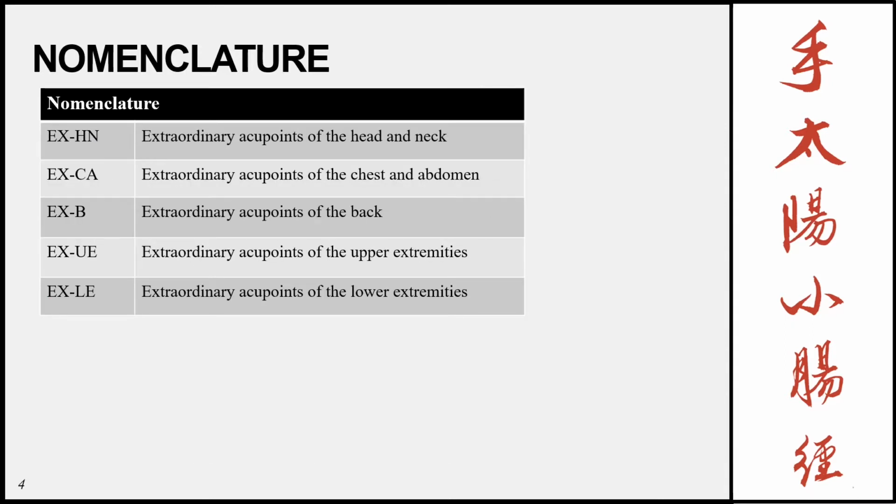So these are all the abbreviations you'll see. The first one, EX-HN, stands for extraordinary points, and the HN stands for the head and neck. The second one is EX-CA, and this stands for extraordinary points of the chest and abdomen. Thirdly, EX-B stands for extraordinary points of the back. And fourthly, it's EX-UE, which stands for extraordinary points of the upper extremity. And then the last one, EX-LE, stands for extraordinary points of the lower extremity.